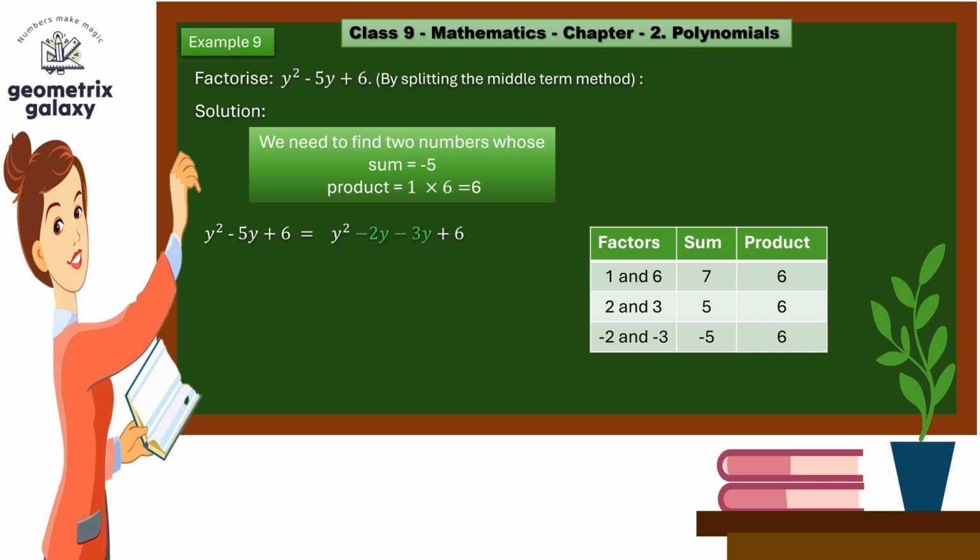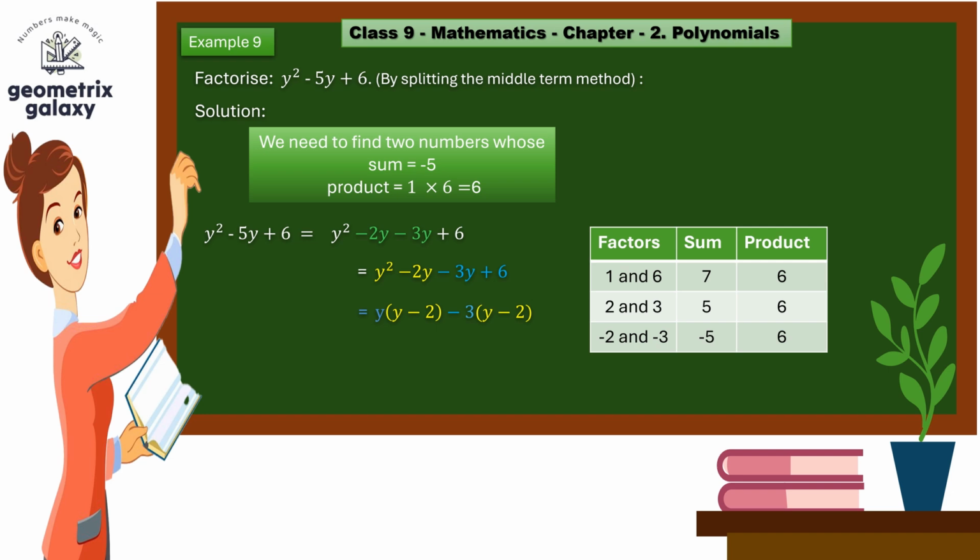So now let us see how we can split the middle term of y square minus 5y plus 6, that is equal to y square minus 2y minus 3y plus 6. That is minus 5y. I have split it as minus 2y and minus 3y. Now take the first two terms, y square minus 2y. In this the common factor is y, so it will become y into y minus 2. In the third and fourth terms, minus 3y plus 6, the common factor is minus 3. If I take minus 3 out, I'll get y minus 2.